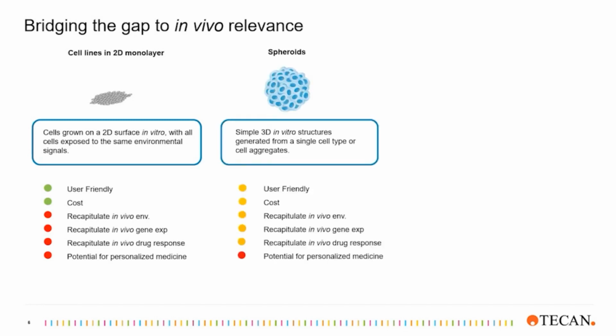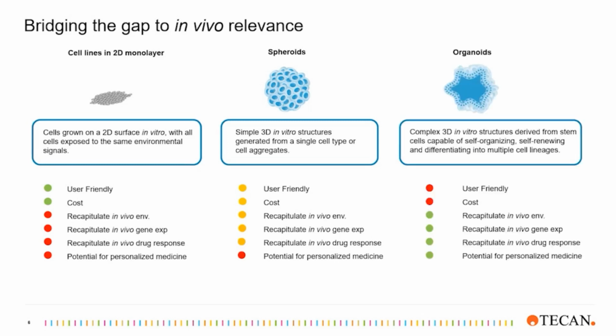Spheroids are the next level in complexity, simple 3D structures usually generated from a single cell type. And this comes with a gentle learning curve with regards to handling of the cells and handling of spheroids and matrix. We can add in different cell types which are found in the microenvironment to add another layer of complexity. And while cells growing in 3D already bring us a little bit closer to the in vivo situation, there's still a lack of differentiation and polarization, so we do not see the types of structures that we do in vivo.